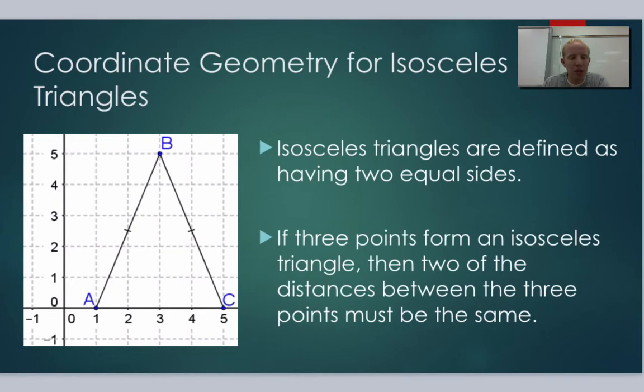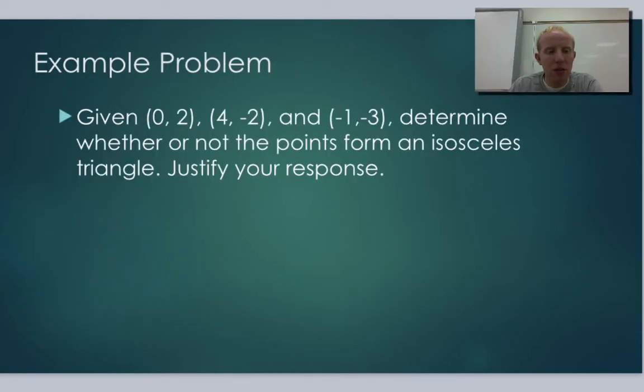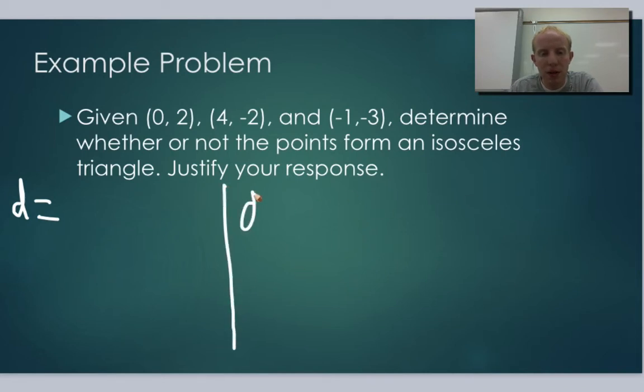Okay, let's look at an example problem. So given the points (0, 2), (4, -2), and (-1, 3), determine whether or not the points form an isosceles triangle. Okay, so with circles, we just had to find 2 distances. With isosceles triangles, we're actually going to have to find 3. Okay, so let's split it up into 3 different distance formulas.